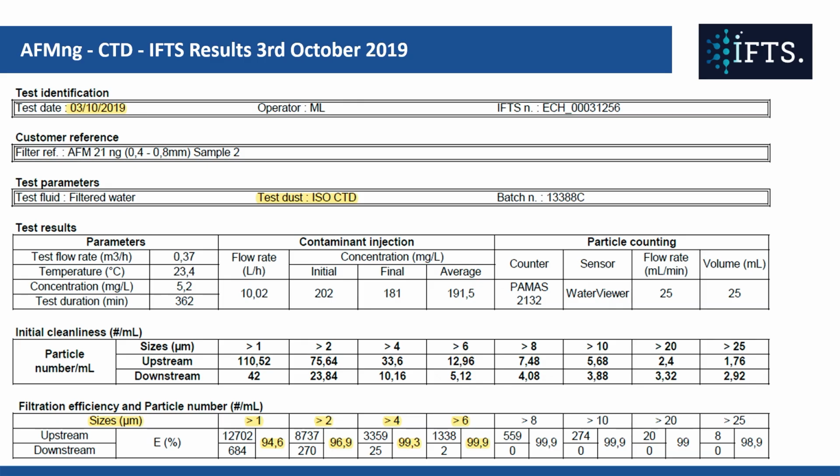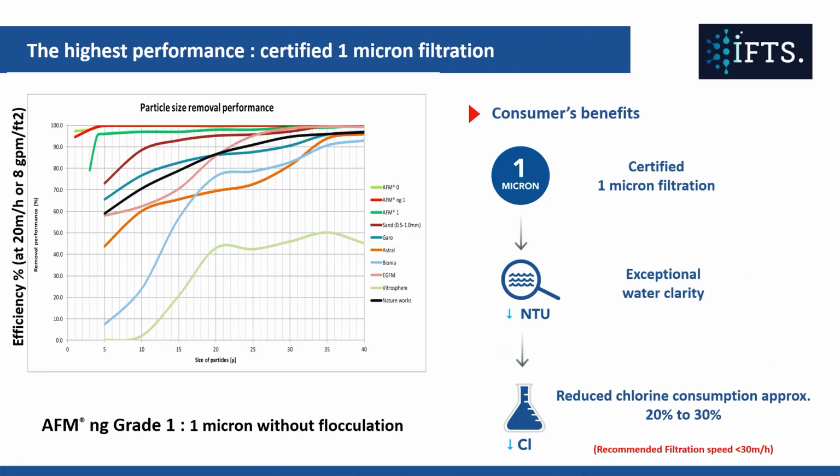This is the known and trusted authority for testing the performance of different filter medias. Their studies tell us that at a filtration velocity of 20 meters an hour, so commercial filtration velocities, AFM NG will remove 95% of particles down to 1 micron. This is probably a better way of understanding the results.